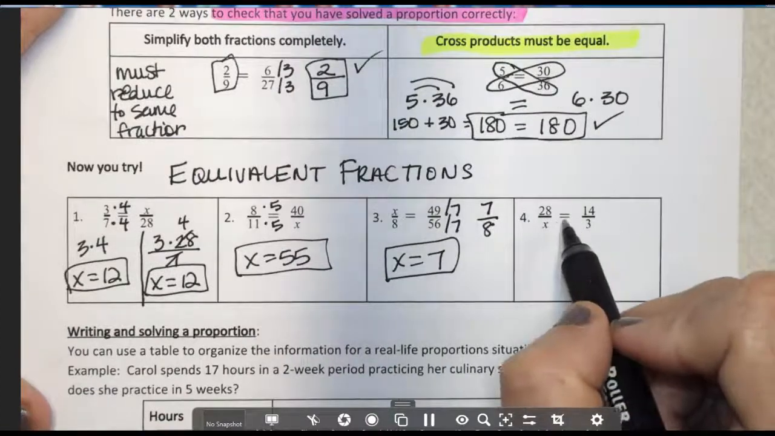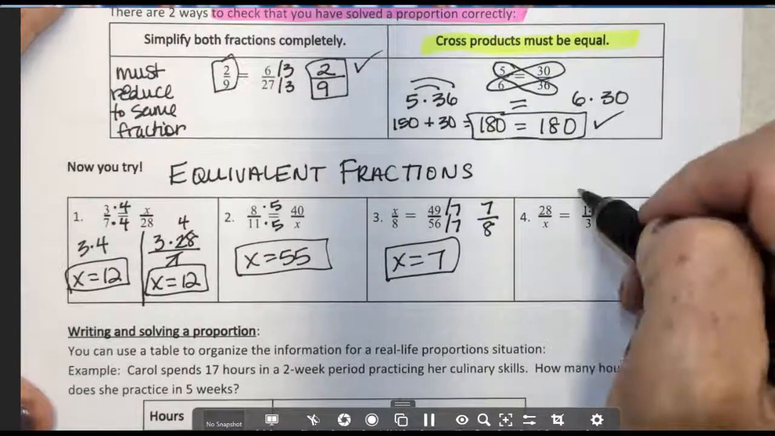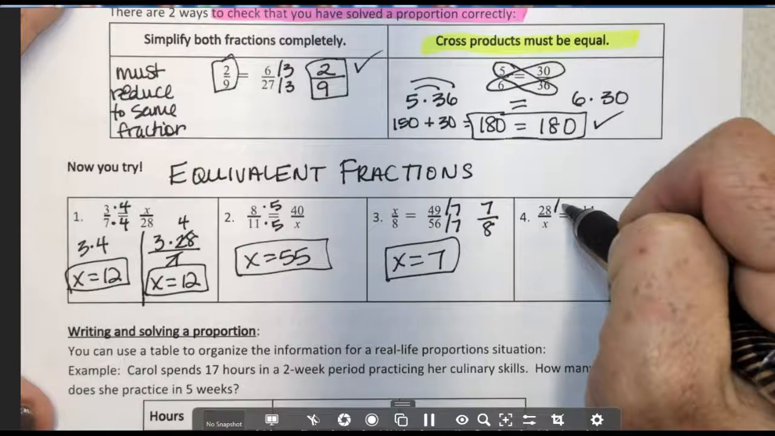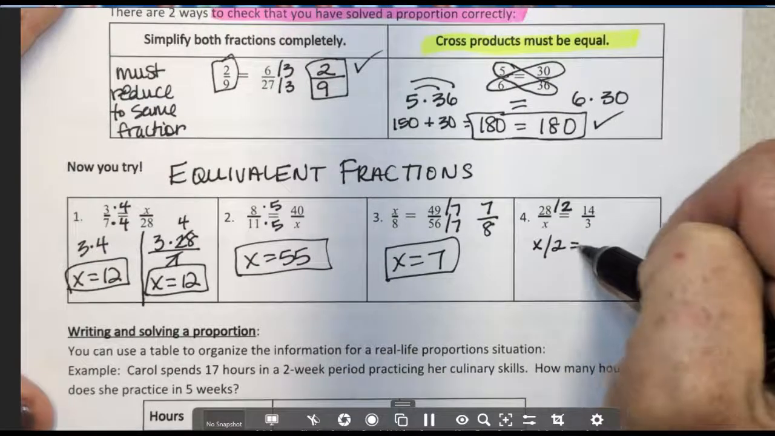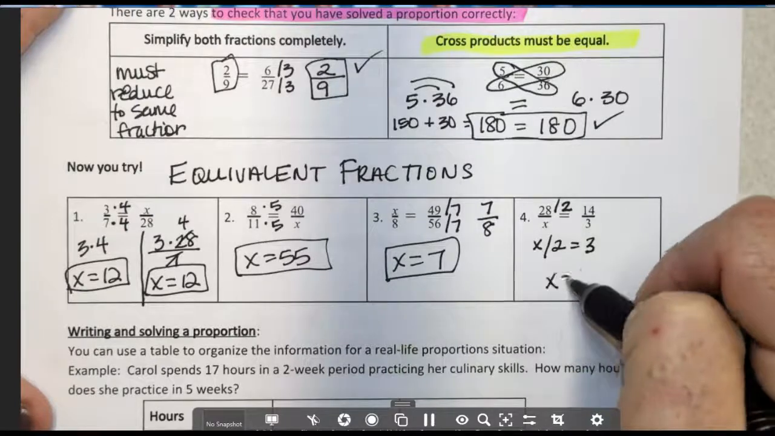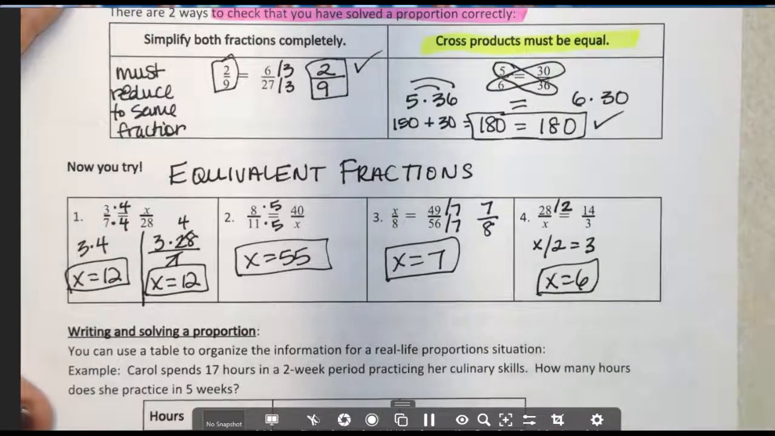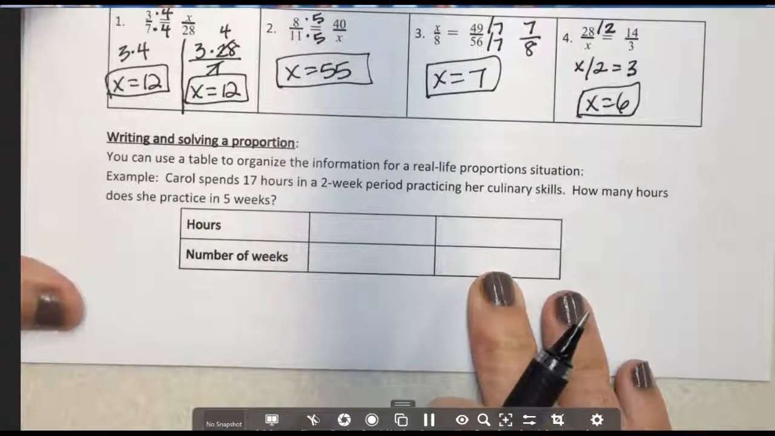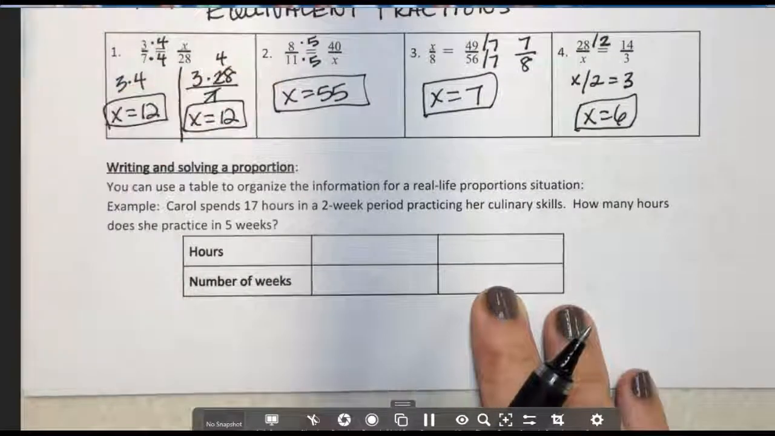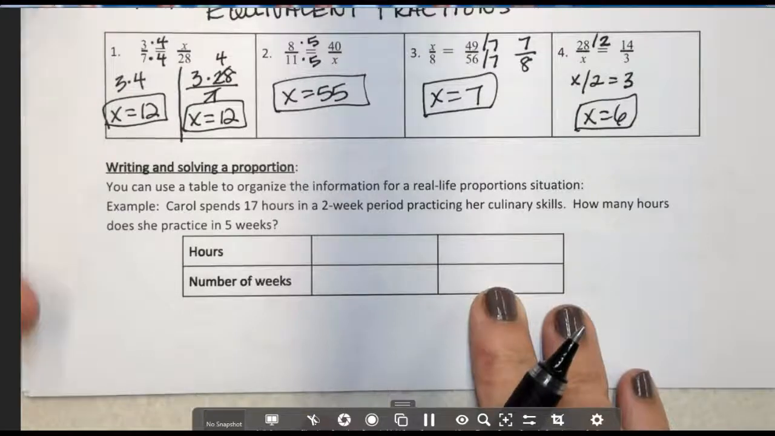And then 28, if I need to get from 28 down to 14, I'm dividing by 2. So something divided by 2 equals 3, and that would be 6. I hope this is easy for you at this point, because you actually have been solving these proportions for a really long time without even realizing it.